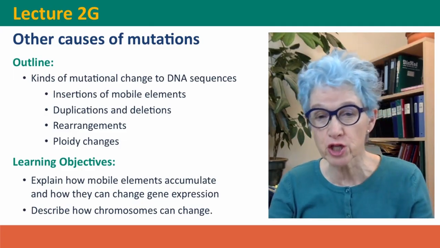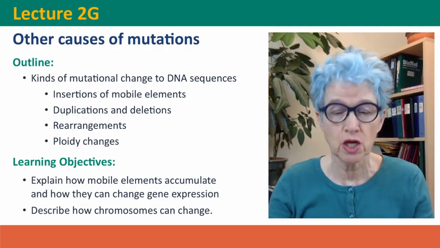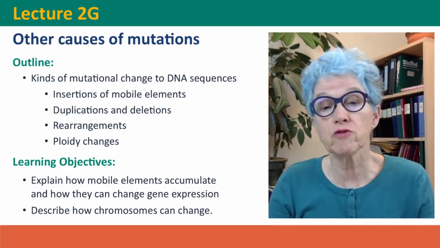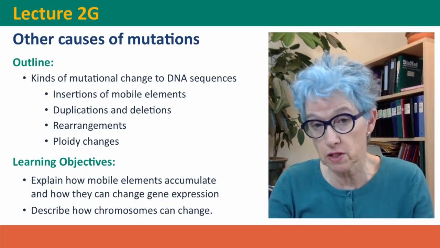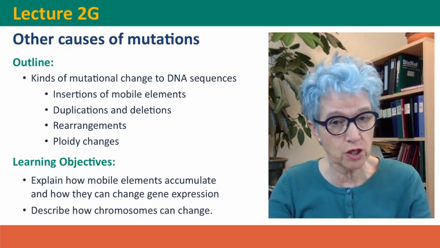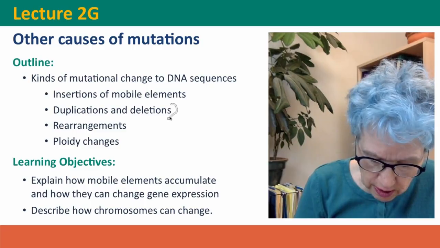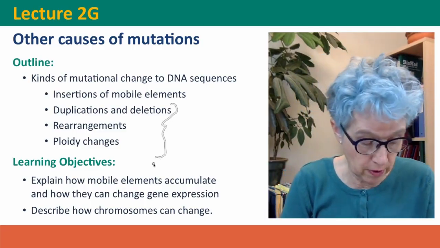This is Lecture 2G, where we're thinking about, finally, other causes of mutations than mistakes by DNA polymerase. We'll think about insertions of mobile elements. They're a major cause of mutations, and we'll think of some of the consequences, and then we'll discuss changes to chromosomes: duplications and deletions, rearrangements, and changes in chromosome number.